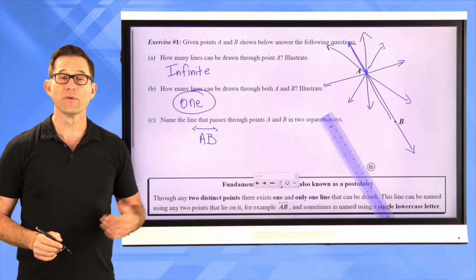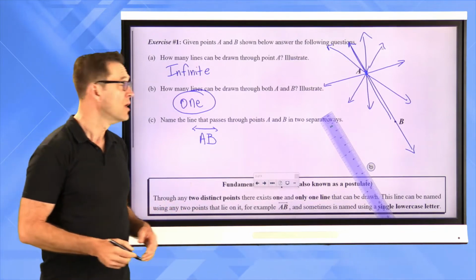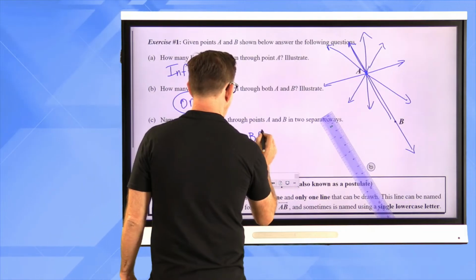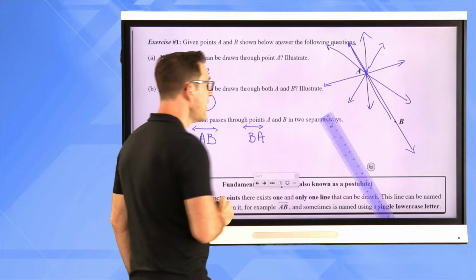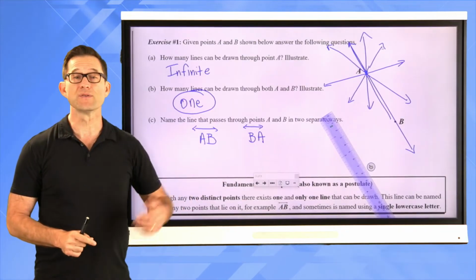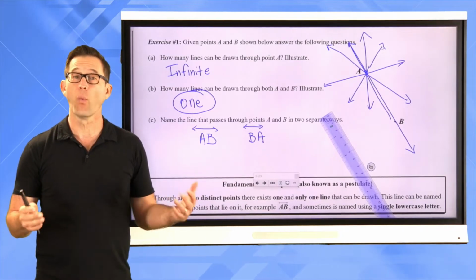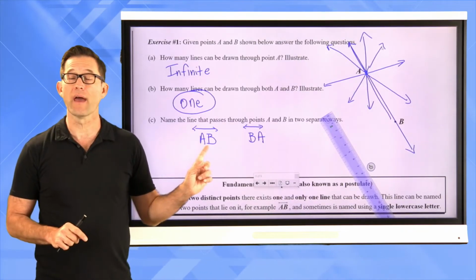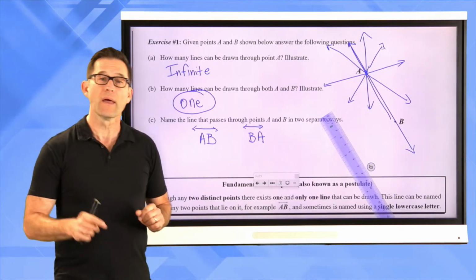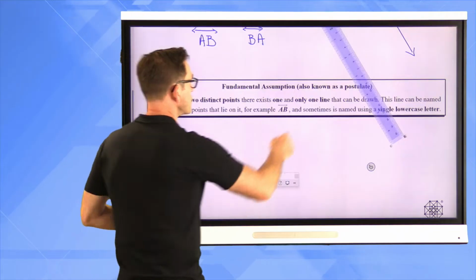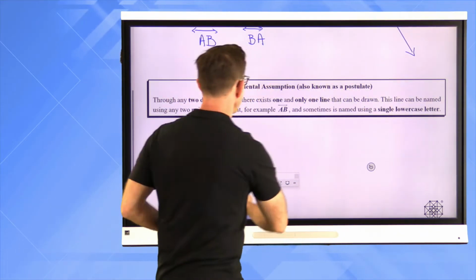Now, the order of those two letters doesn't matter. So I could have called this line AB, or I could call this line BA, and they are exactly the same line. So when I see something like this, what that means is that I'm talking about the one and only one line that goes through both point A and point B. Now this brings us to a very important idea in geometry. Let me get rid of my straight edge right now.